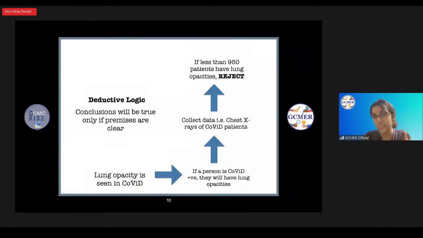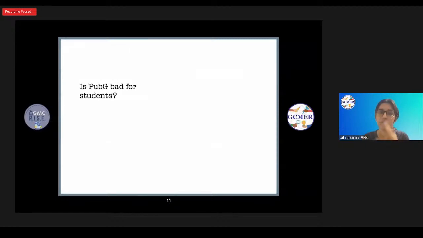And by premises being clear, what I mean is, are you looking at COVID patients who've had COVID for a week, 2 weeks, a month, who are post-COVID? Do you consider them to be COVID patients? All of these things need to be taken care of, and only then can you accept or reject the null hypothesis, right? Boring stuff, but very important to understand, especially if you're planning on reading research papers and trying to come up with conclusions that can help you with your own research, right?